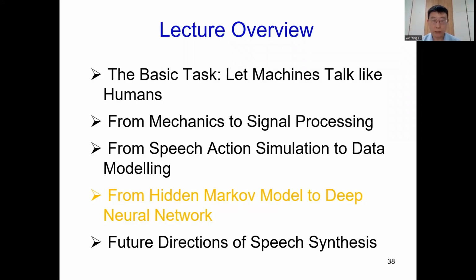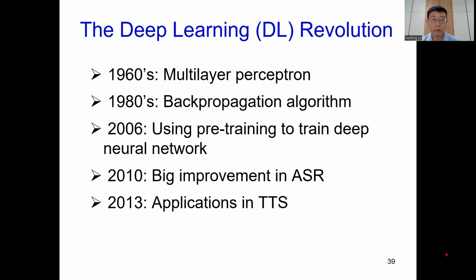Now we move on to the latest development of speech synthesis, from the hidden Markov model to the deep neural network. The deep neural network approach is based on the deep learning revolution. In order to have a good understanding of the deep learning revolution, we can have a brief overview of the development of the neural network approach.